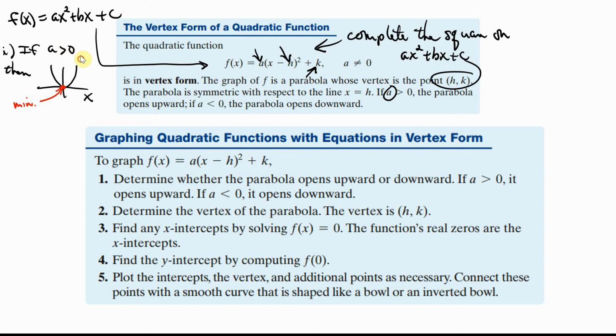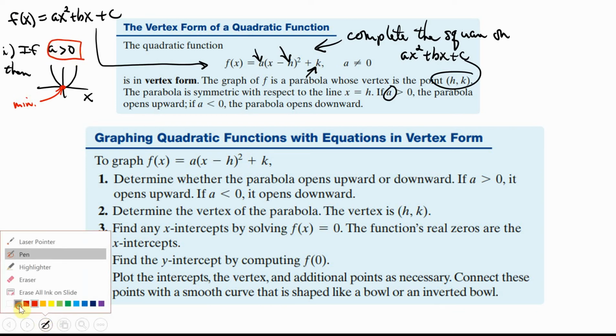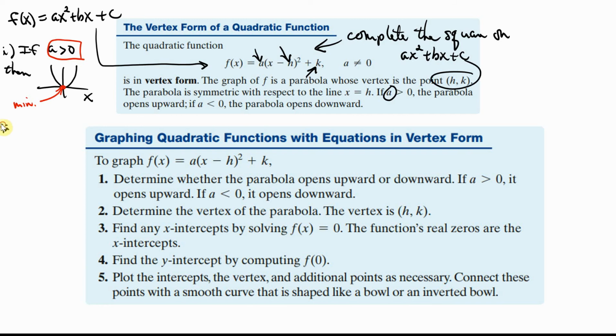If A is positive. Secondly, if A is negative, then we have here a maximum.